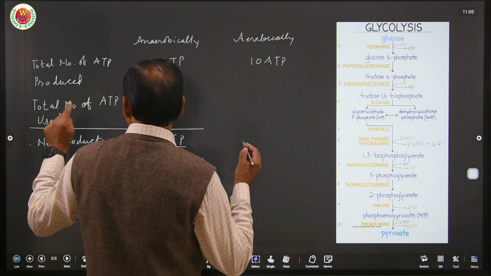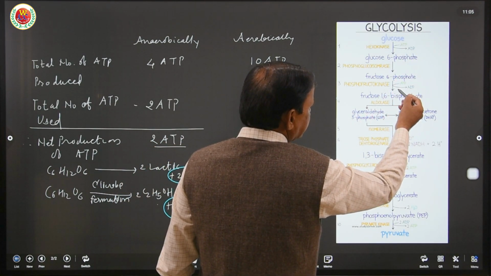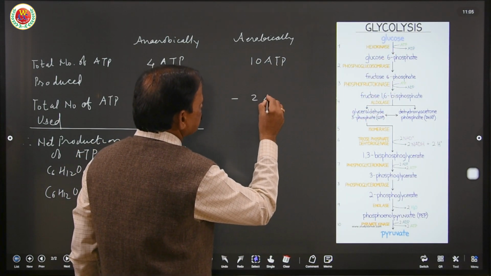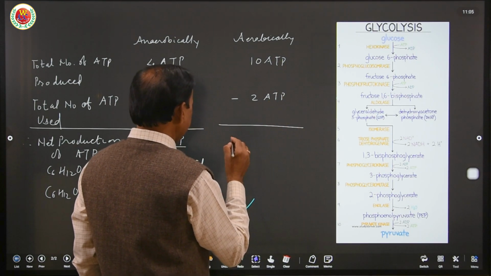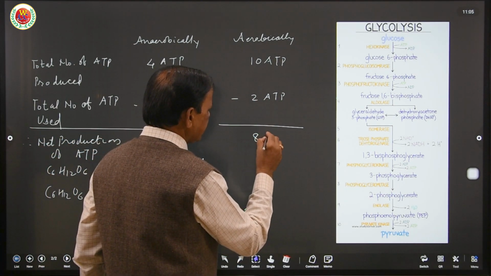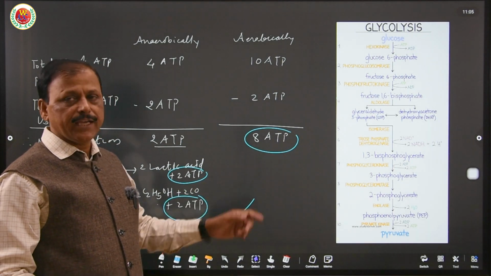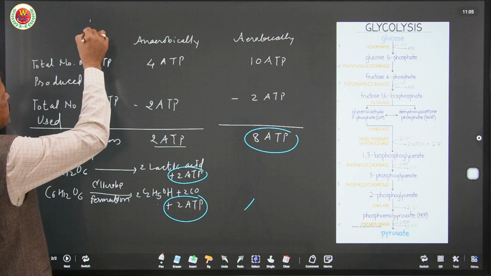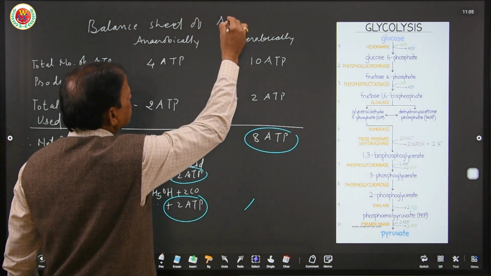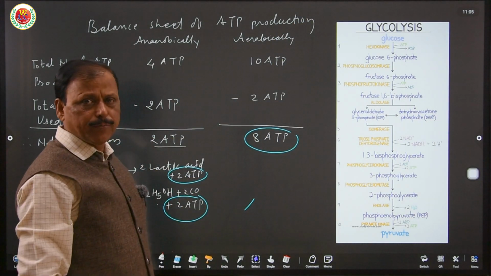Now, as we already understood, 2 ATPs are consumed for phosphorylation during these 2 phases. This is one phosphorylation and this is another phosphorylation shown here. So here 2 ATPs are used, so we can write here minus 2 ATPs used for phosphorylation. Now in front of net production of ATP, the net production is 8 ATP. So the total number of ATPs produced during aerobic respiration in glycolysis is 8 ATP. So here we understood the balance sheet of ATP production during aerobic and anaerobic respiration.